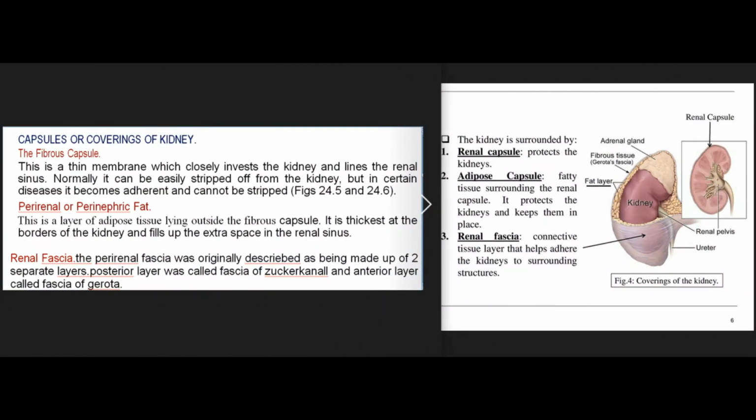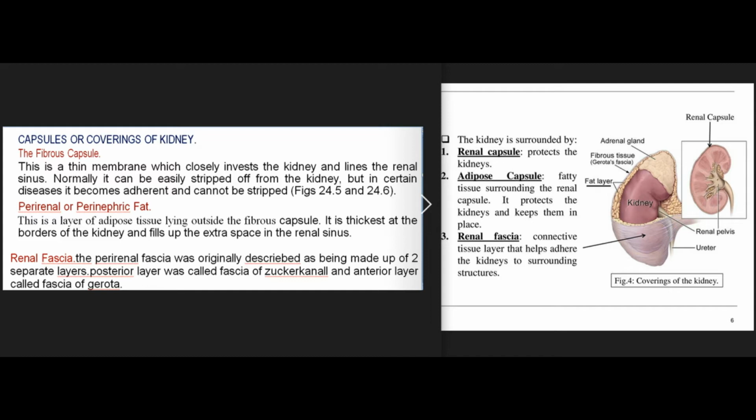Capsules or coverings of kidney. The fibrous capsule. This is a thin membrane which closely invests the kidney and lines the renal sinus. Normally it can be easily stripped off from the kidney, but in certain diseases it becomes adherent and cannot be stripped. Perirenal or perinephric fat. This is a layer of adipose tissue lying outside the fibrous capsule. It is thickest at the borders of the kidney and fills up the extra space in the renal sinus.